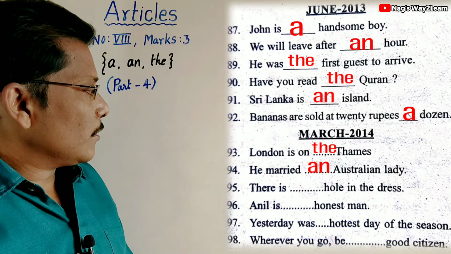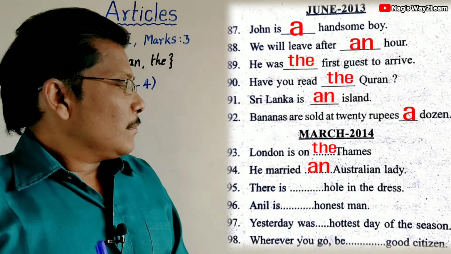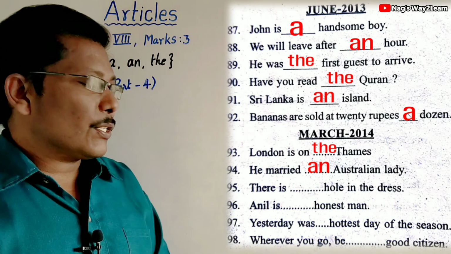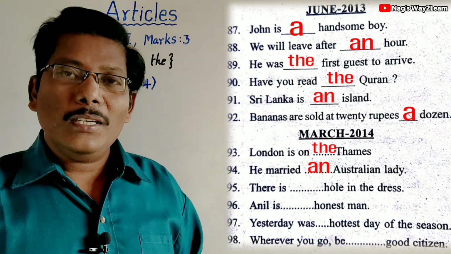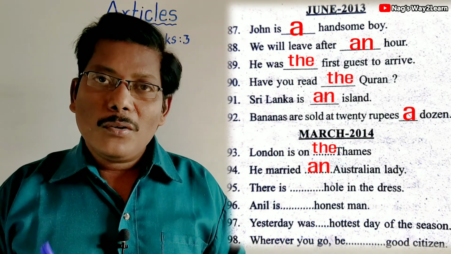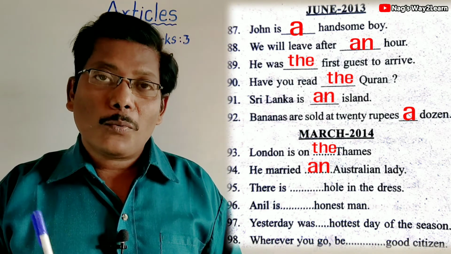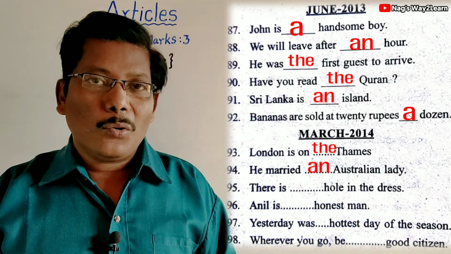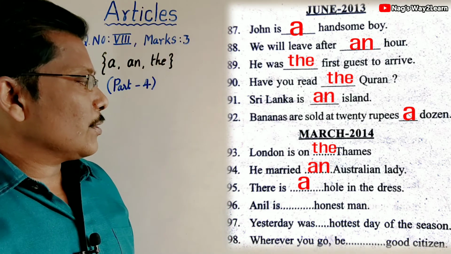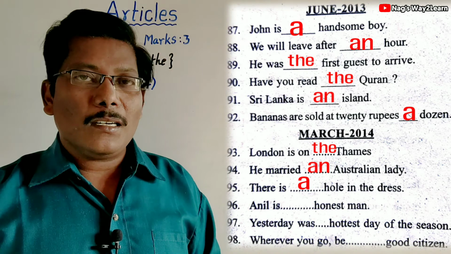So the next one is there is dash hole in the dress. In the word hole, H is not silent. We are pronouncing it. Therefore, a hole. So there is a hole in the dress.